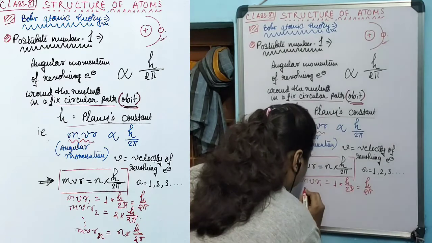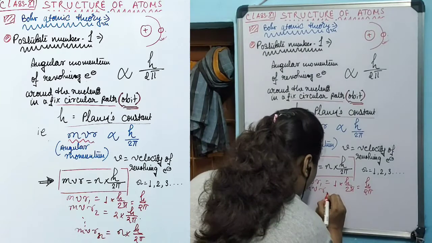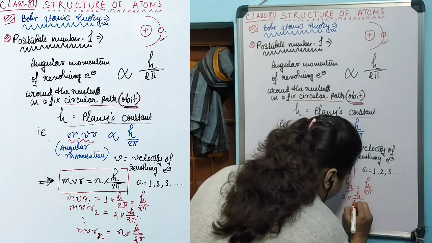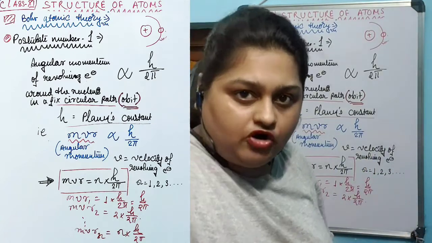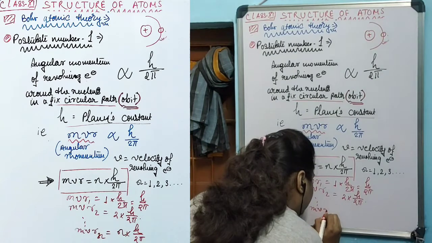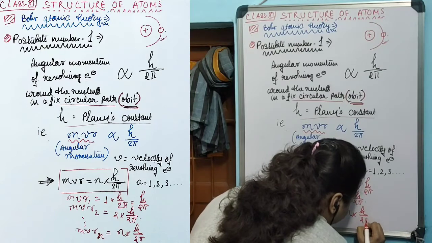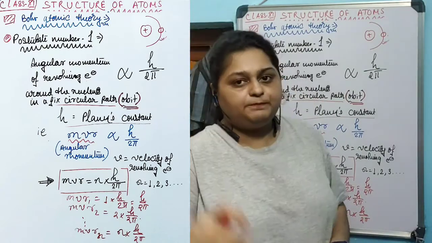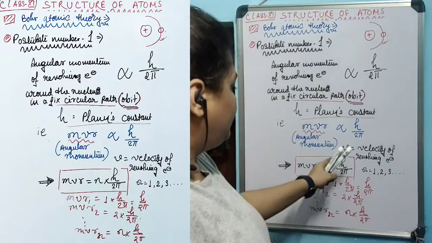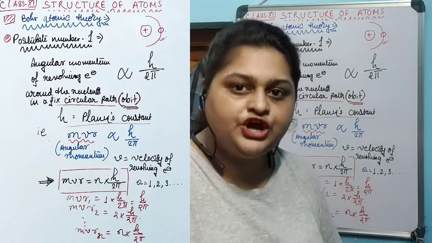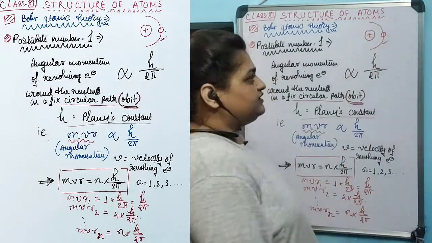So for the second orbit, if the electron revolves in the second circular path, mvr2 equals 2 multiplied by h by 2 pi, and so on. So if the electron revolves in the nth orbit, the angular momentum associated with that circular path will be n multiplied by h by 2 pi. So by just putting the circular path number in the mvr equals n into h by 2 pi expression, you can easily find out the angular momentum associated with the revolution of the electron.